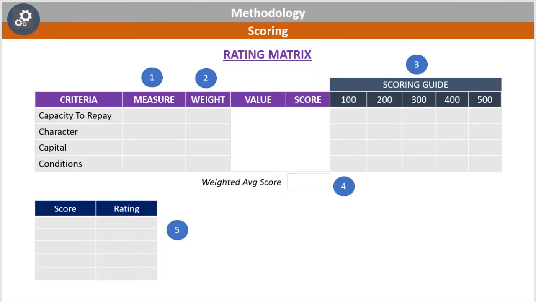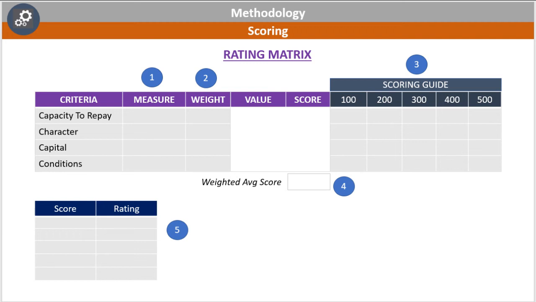Once you have your criteria down, you need a system to score each criteria and come up with an overall score. For each of the criteria we discuss, you need a measure. That is step 1. For example, for capacity to repay, you can use debt service coverage ratio as a measure, and maybe some balance sheet ratios. For character or management, you can use length of experience and credit score of owners. For capital, you can use equity as a percent of the project you're financing. For conditions, you can use industry or market statistics.